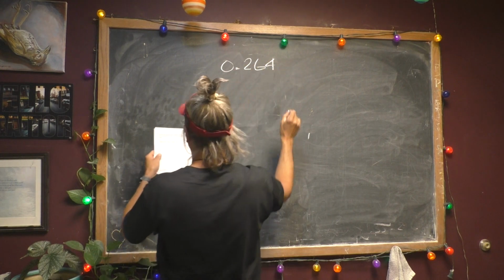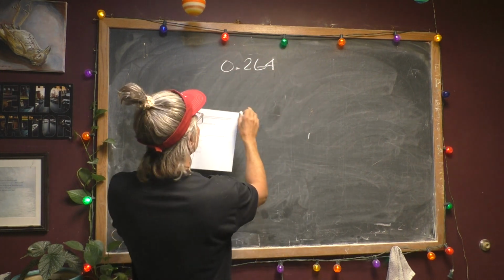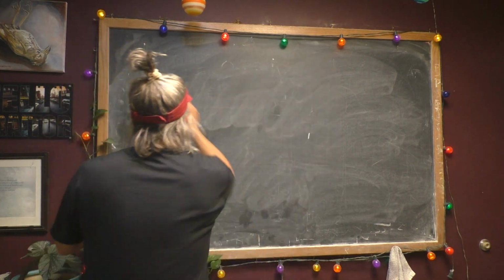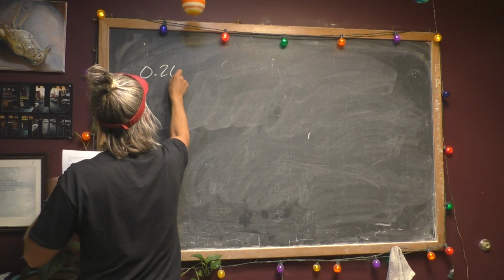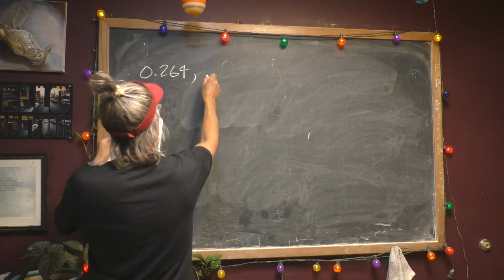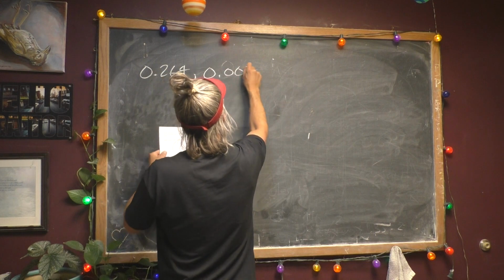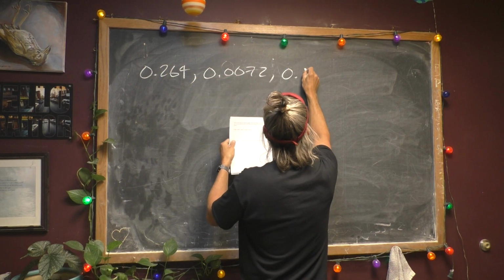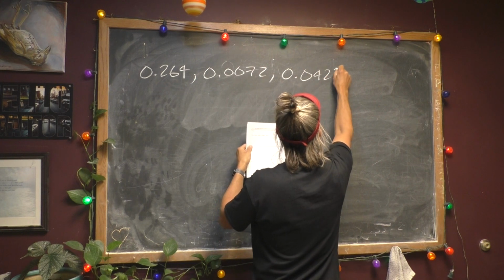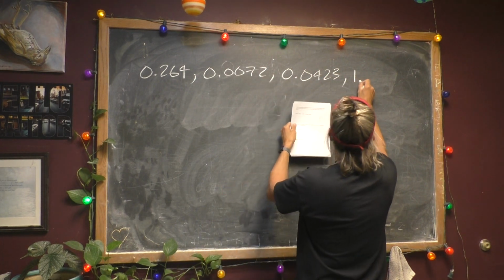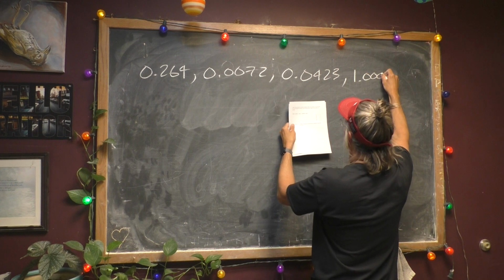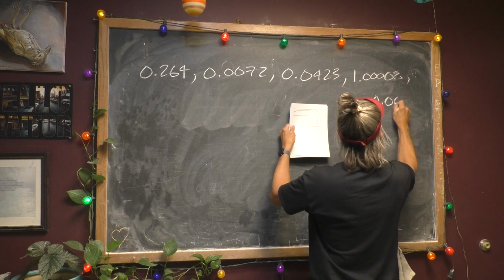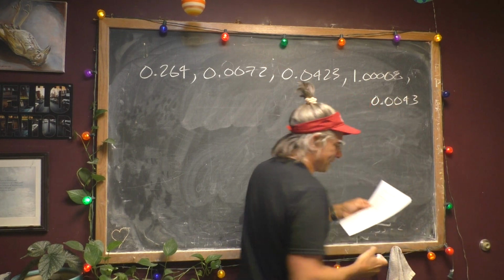2.64. I'm going to write them the way they're written on the paper, right in a row. 2.64, comma. The next number then is 0.0072. Next number is 0.04023. Sorry, y'all, a lot of zeros in that one. And I'm out of space, so I'm going to go 1.00008.